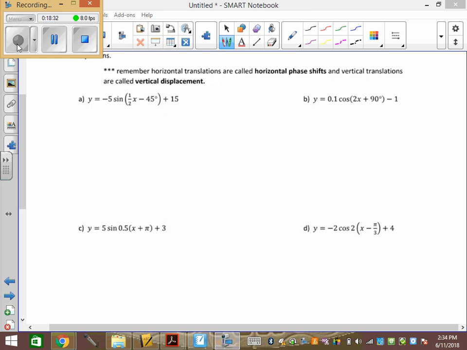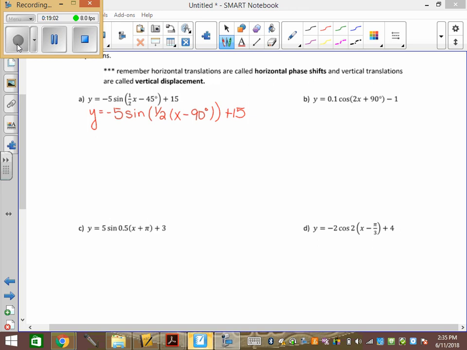Please tell me, on the diploma, you will do this. What do you need to do first before you explain? Take out the half. And when you take a half out, what do you have to remember to do? 45, yes, that. -5 sine 1/2 x minus 90 plus 15. When you divide by a half, it's like multiplying by 2.